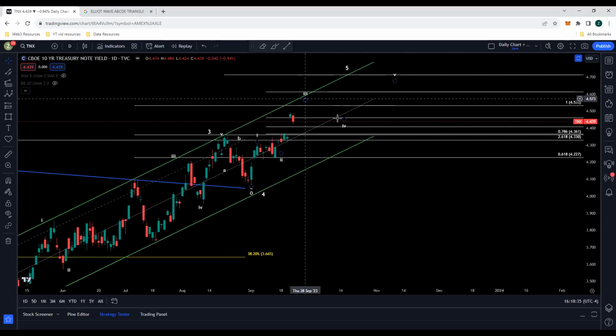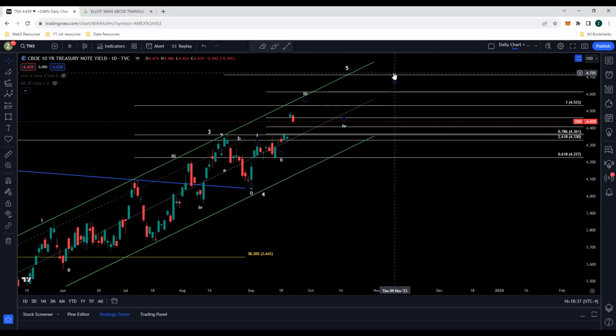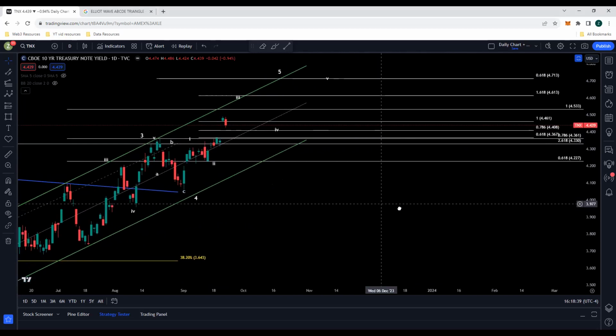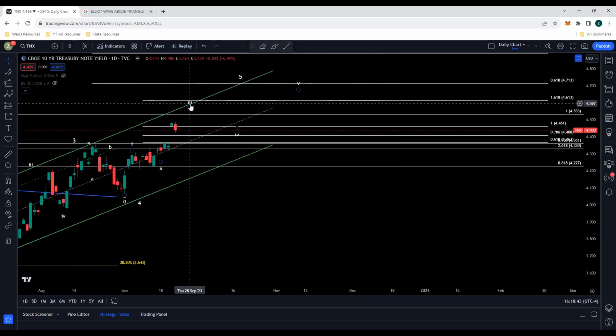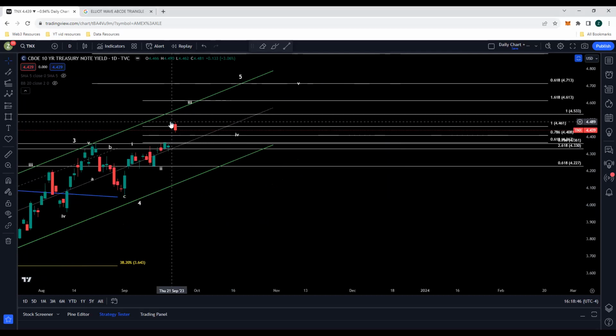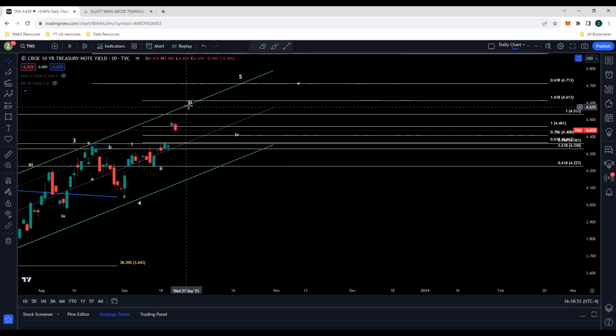So, this is just a guideline to see where it could potentially head further into the future. We could be topping out here on wave 3 and trying to start our wave 4, and then our wave 5 up here would take us to about 4.613. Now, if this wave 3 right here is not done and it wants to continue heading upwards, it's going to head up to about 4.533.